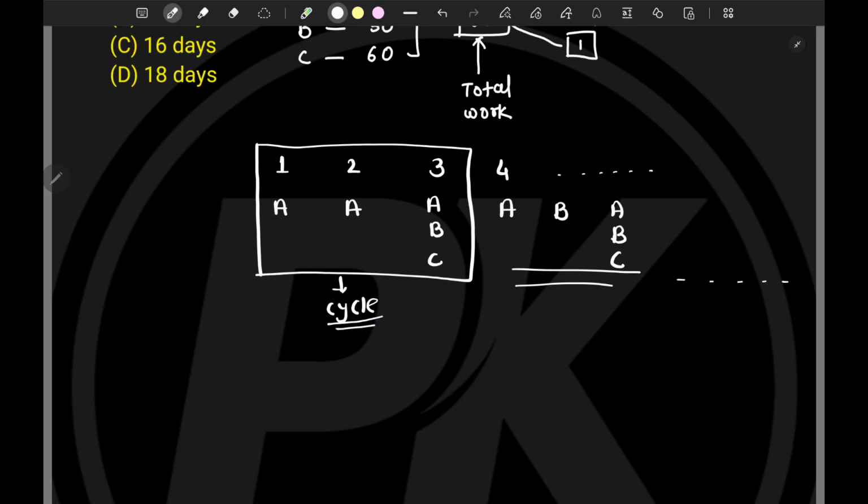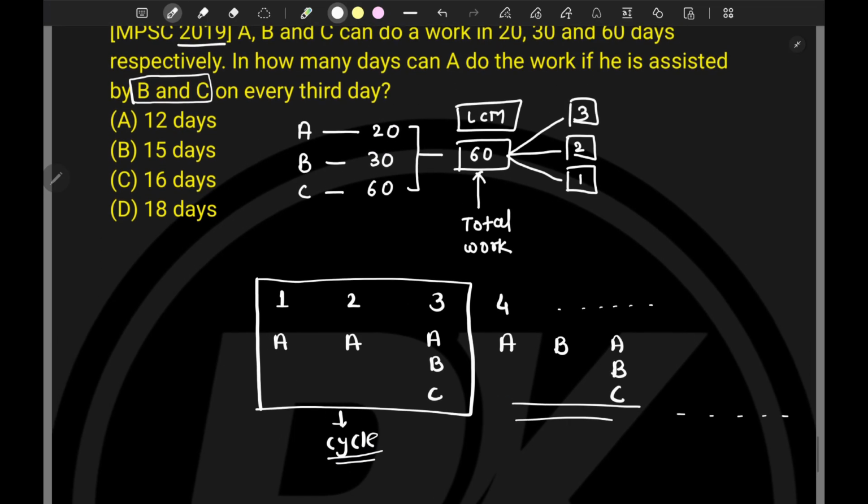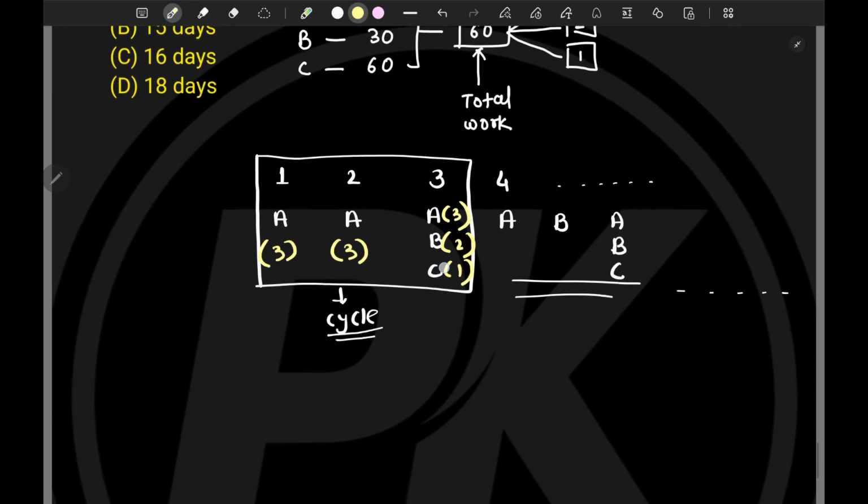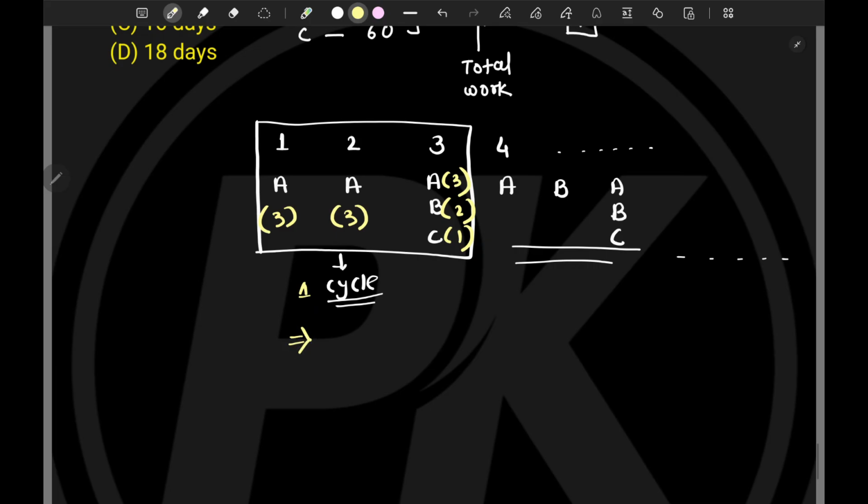Now tell me, in one cycle, how much portion of the work is completed? On the first day, only A is working, and A can complete 3 portions of work. Again on the second day, only A is working, but on the third day, A completes 3, B completes 2, and C completes 1. From here I have taken this data. That means in one cycle, how much work is completed? 3 plus 3 is 6, 6 plus 3 is 9, 11 and 12. So in one cycle, 12 portions of the work are completed.